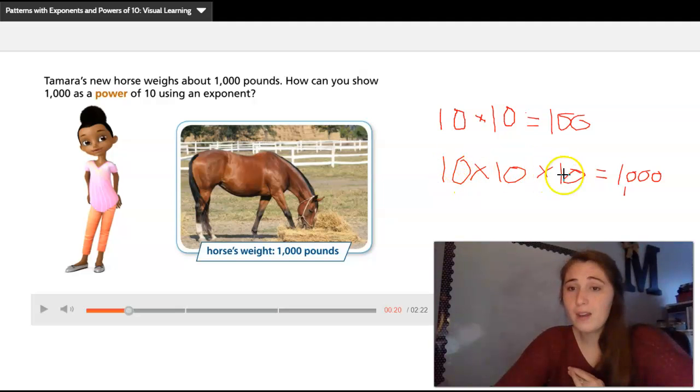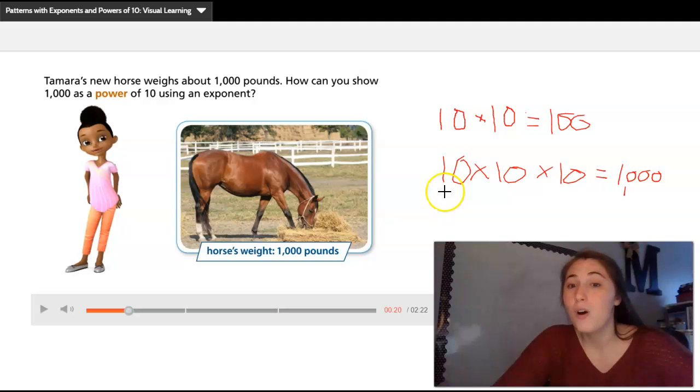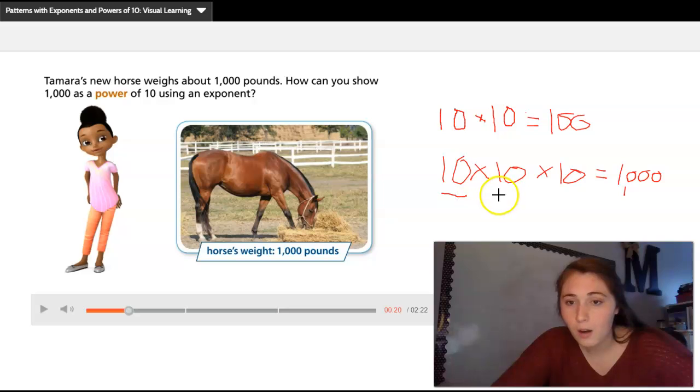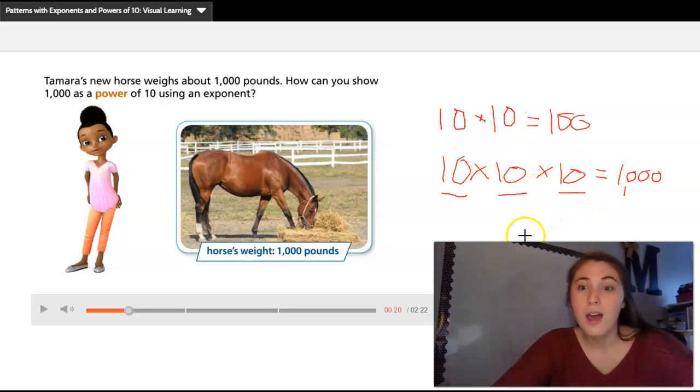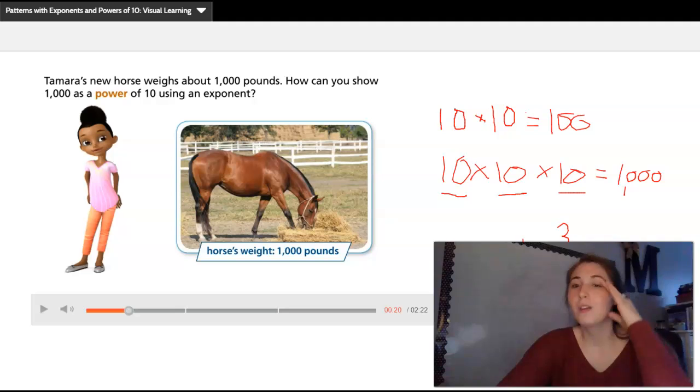But this is one way of showing it, and this is another way. We are going to look at exponential form today. So to write 1,000 in exponential form, we need to see how many tens we're multiplying. So I see I have 1 ten, 2 tens, 3 tens. So 10 times 10 times 10 equals 1,000, and that also equals 10 to the third power. So our base is our 10. That's how many tens. And 3 is our exponent. We are doing 3 tens multiplied by each other. So let's see what Tamara figures out.